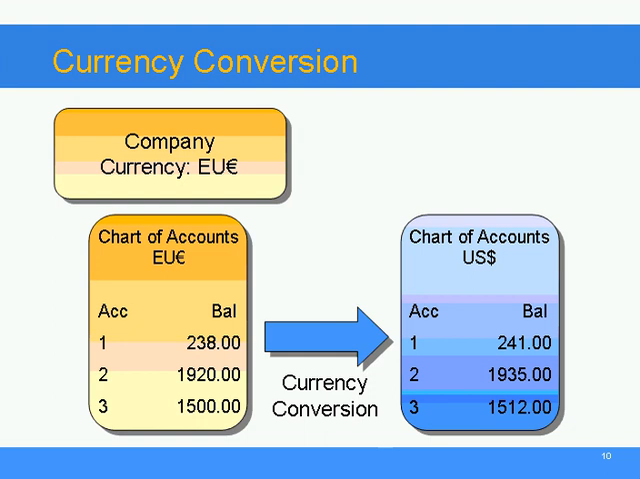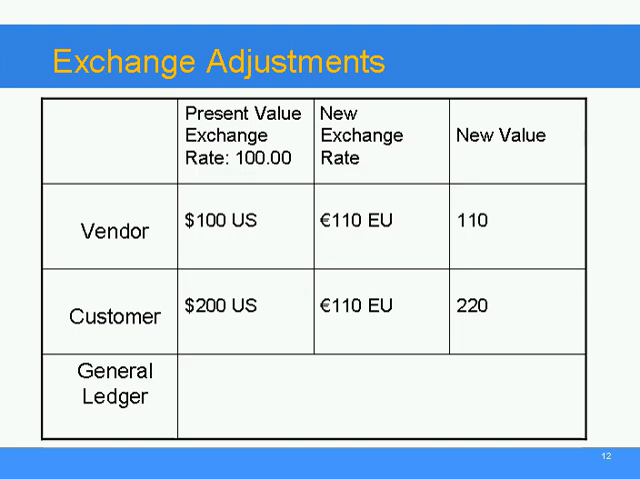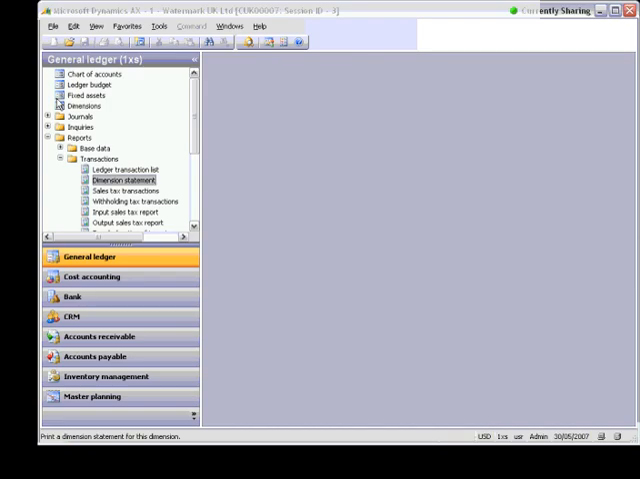So system calculates currency conversion result, adjustment, profit or loss. Here you see example. When a company has different exchange rates for different currencies. And this is posted transaction, posted adjustment. So let me show in my Dynamics AS for exchange rate adjustment functionality.